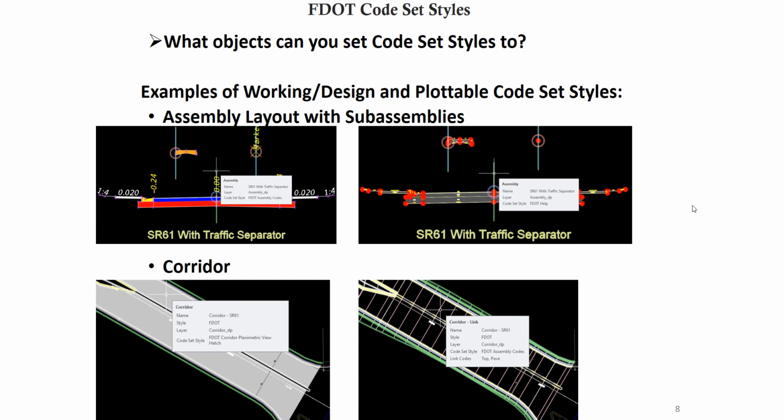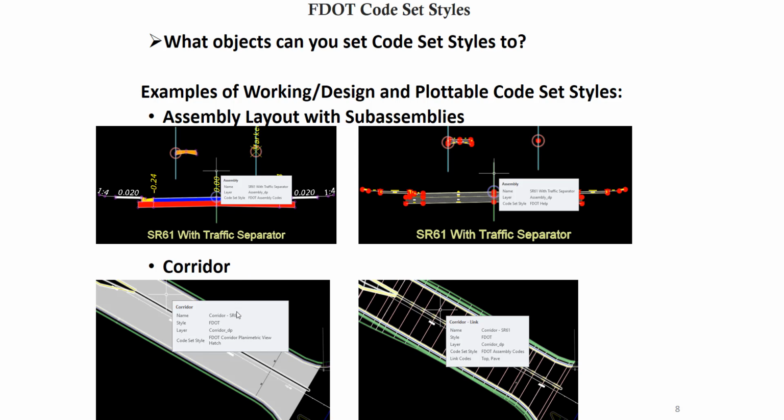So just real quick, we'll talk about what objects you can set code set styles to. Well, we can assign them to an assembly layout with subassemblies. So on top here, we have the same assembly layout, but we have 2 different looks to it. On the left here, maybe we have a code set style called FDOT Assembly Codes that shows a fill pattern, and it shows some slope labels. And on the right here, we have a code set style called FDOT Help, which exposes the point, link, and shape codes of our subassemblies.